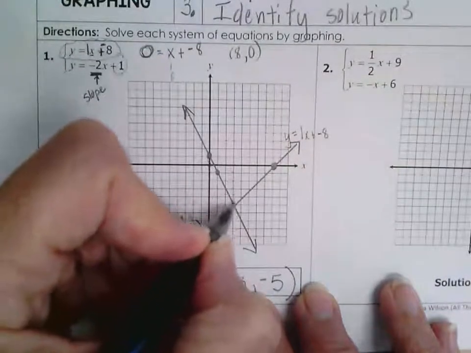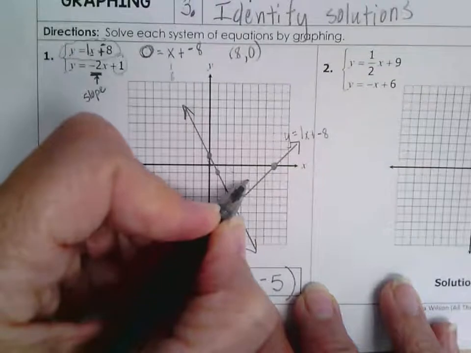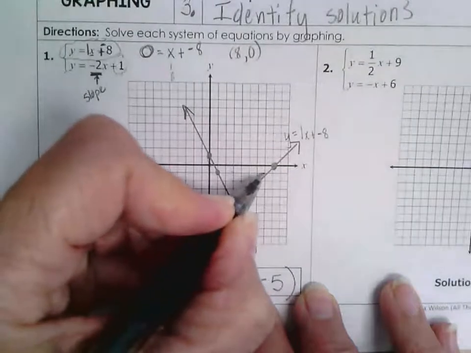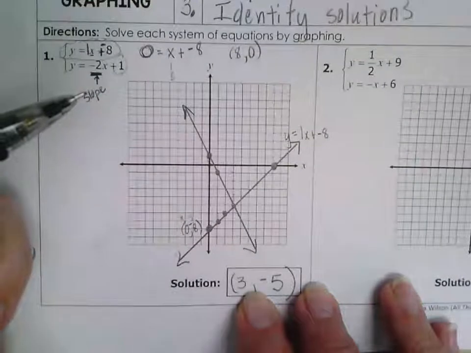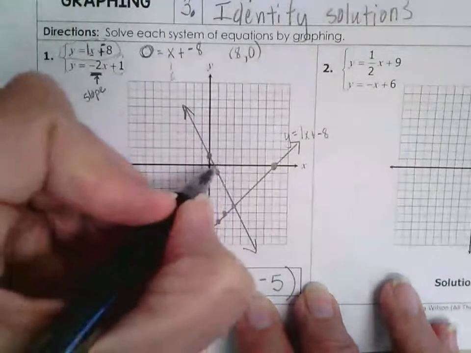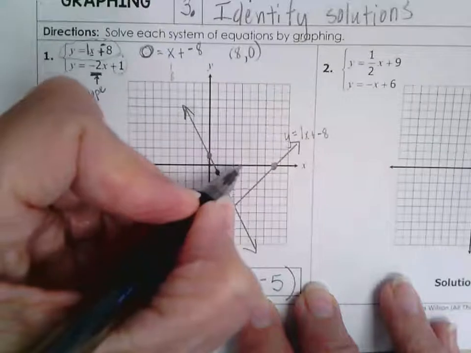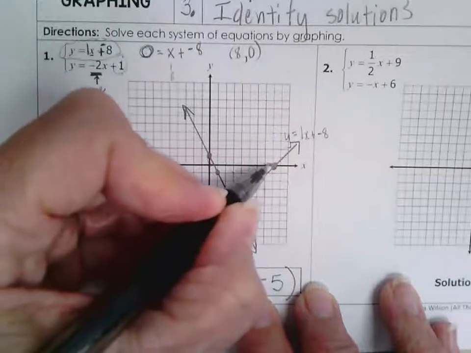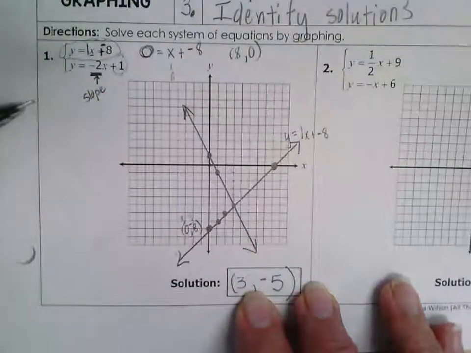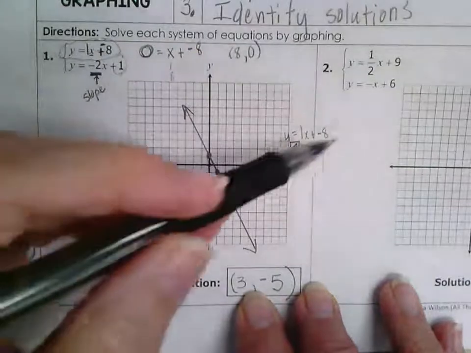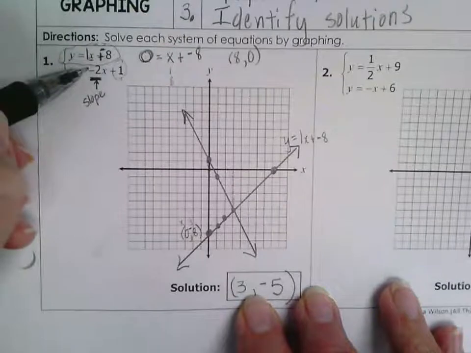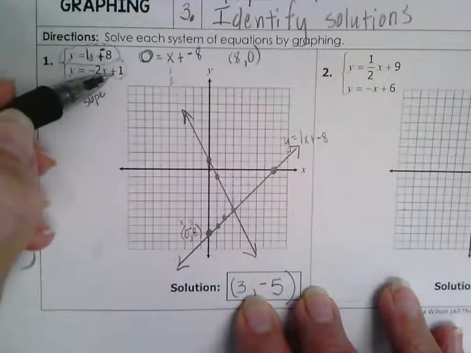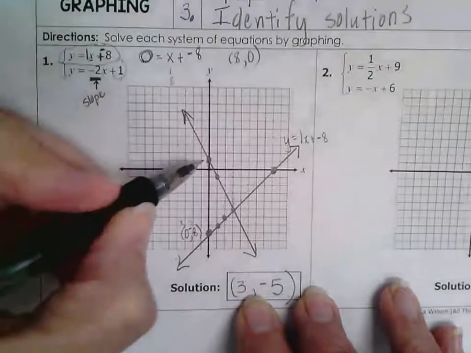But you see, we could continue on with up 1, over 1, up 1, over 1, up 1, over 1, and we should end up there. Maybe I counted wrong. 1, 2, 3, 4, 5, 6, 7. Nope, that's 8. So that's this line right here. The other line has a slope of negative 2, and it has a y-intercept of 1.